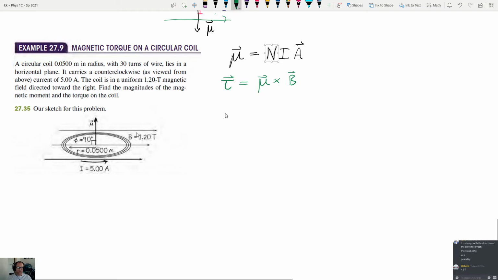Okay. So our magnetic moment, as we can see above, is equal to the number of turns, which is 30 turns. Turns doesn't have a unit, I'm just writing it. Current I is 5 amps. And the area, well, we know the radius, so it's a circle, so we'll do pi times the radius squared, which is 0.05 meters squared. And that'll give us the magnitude of the magnetic moment.